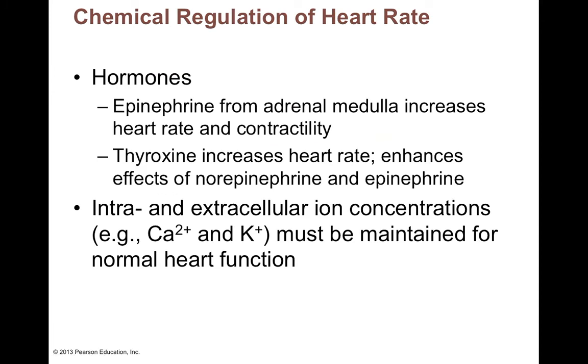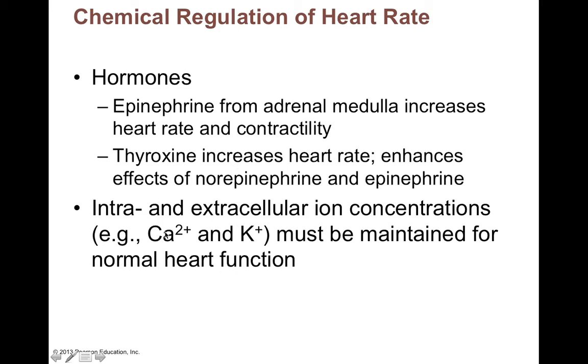So in terms of chemical regulation of heart rate, you guys, we have different hormones like epinephrine and thyroxine. We talked about that. Remember, epinephrine comes from your adrenal medulla. It's a hormone that can also bind with beta-1 receptors and also increases contractility and heart rate. Thyroxine, again, also increases heart rate and contractility.